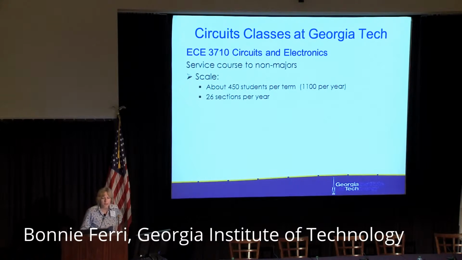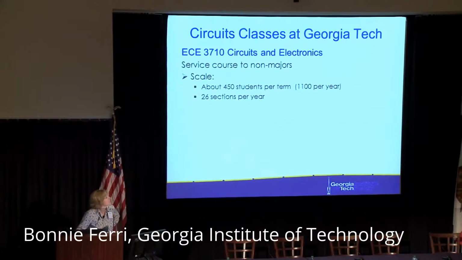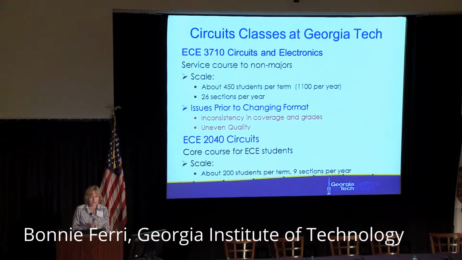Let me tell you a little bit about our circuits classes. We have 2 circuits classes. One is circuits for non-majors. This one is at a scale of about 450 students per term. Georgia Tech's a big engineering program, so it's 1,100 students per year, 26 sections per year. Some of the issues we had prior to changing to the flipped format were inconsistency in coverage and grades across the different sections, and a lot of uneven quality because the instructors were not the same.